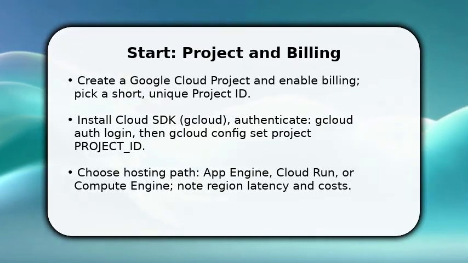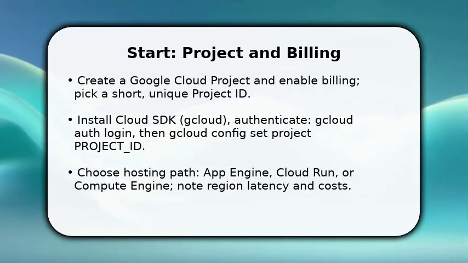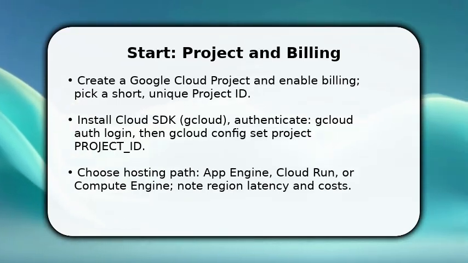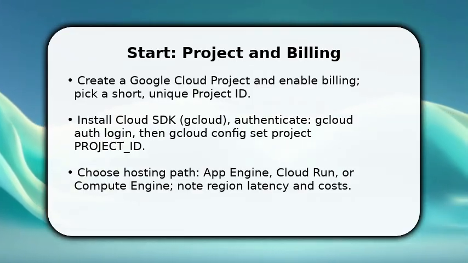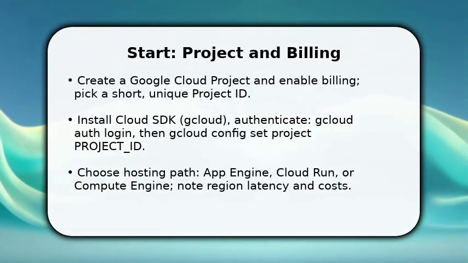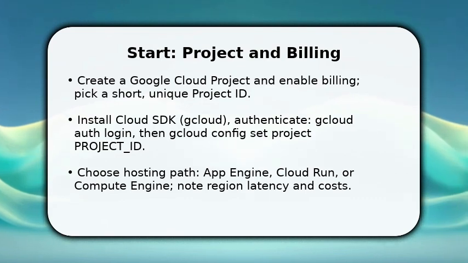Next, decide App Engine for simple apps, Cloud Run for containers, or Compute Engine for VMs. Pick the path that matches your app complexity and expected traffic. Make sure to choose a nearby region to reduce latency and estimate monthly costs. This prevents surprises when you deploy.